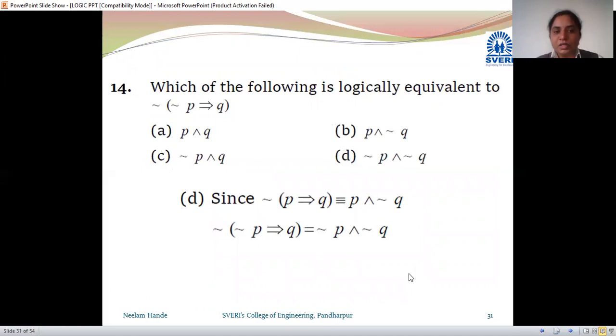Next, which of the following is logically equivalent to negation of P implies Q? Now these are some standard formulae you should remember. We know negation of P implies Q, we have seen, is P and negation Q. And now we need negation of these statements. So negation of this is negation P and negation Q.